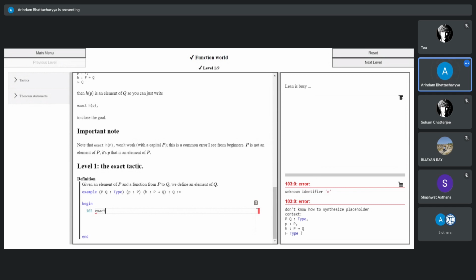Right? This is a new tactic, so what is the usage here of exact? Anyone?